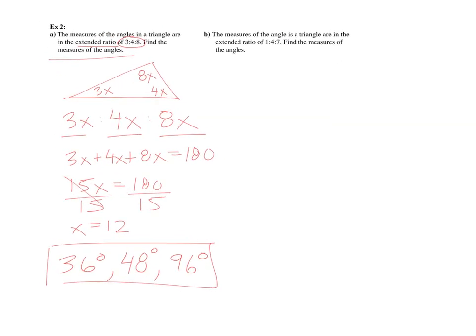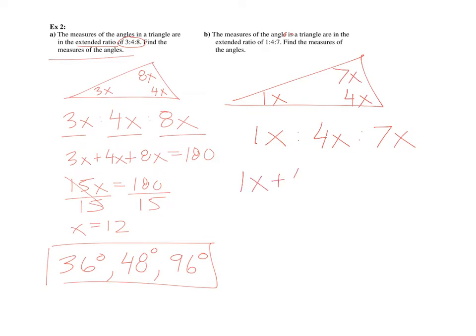All right, for part B, the measures of the angles in a triangle are in the extended ratio 1:4:7. Find the measures of the angles. Okay, same idea. I have a triangle. This is my extended ratio. My common divisor for all these is some number x. So this is 1x, 4x, 7x. All right, they should all add up to 180.